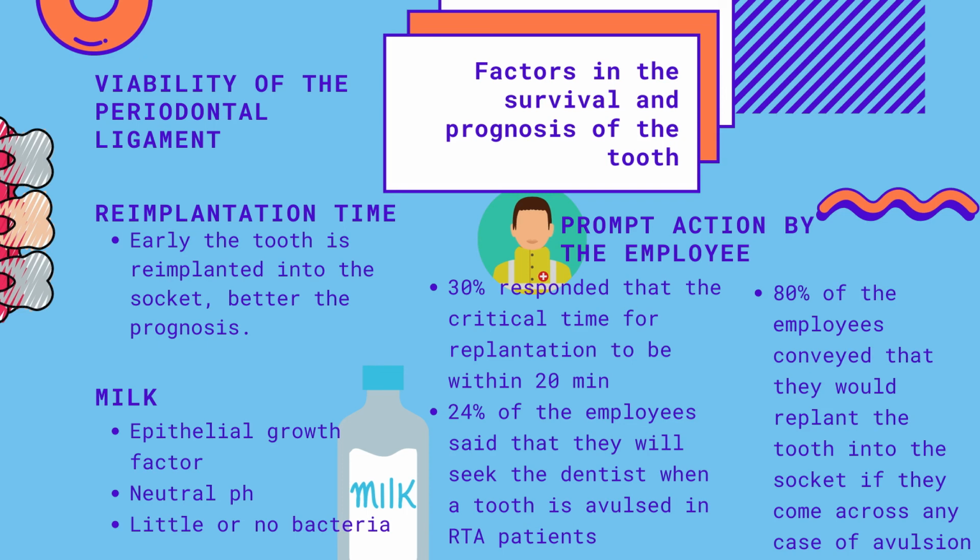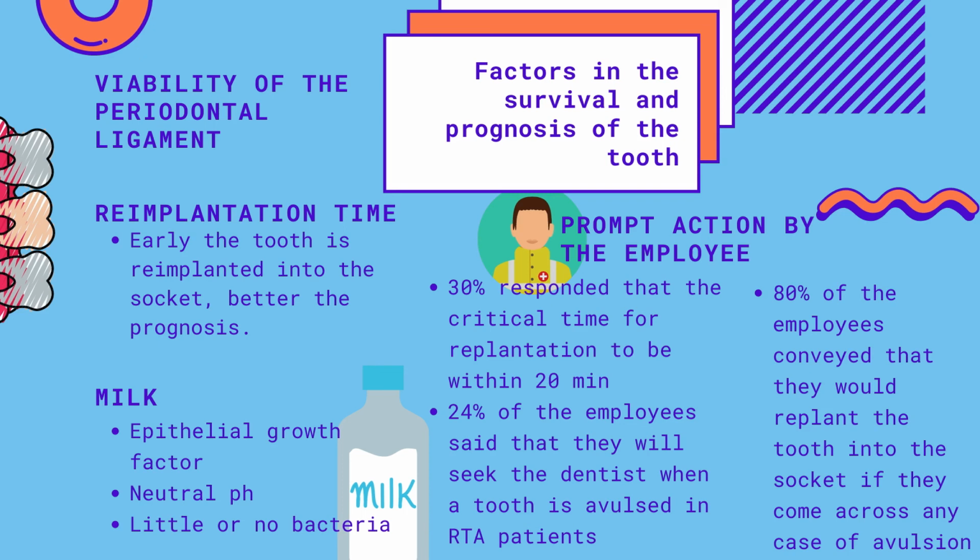Anderson and Bowden stated that the prognosis of an avulsed tooth is mainly determined by its reimplantation time. There is a 90% success rate when an avulsed tooth is reimplanted within 30 minutes. It means that the earlier the tooth is reimplanted into the socket, the better the prognosis.